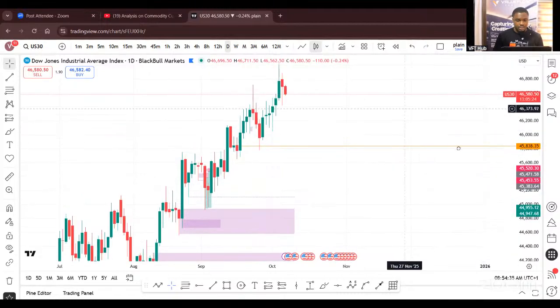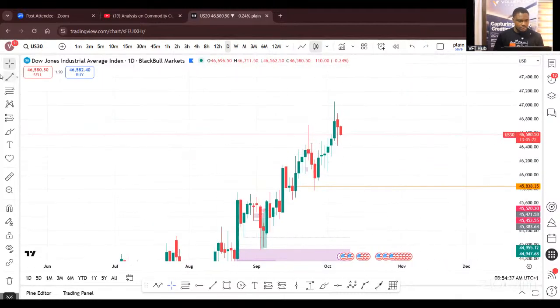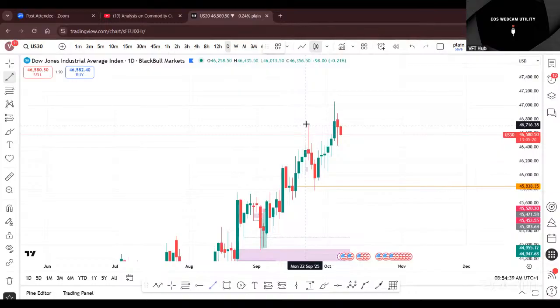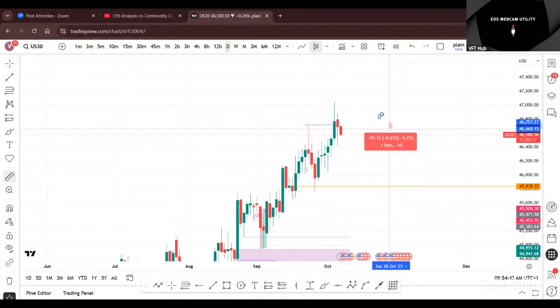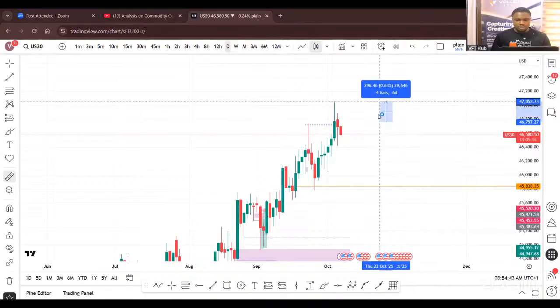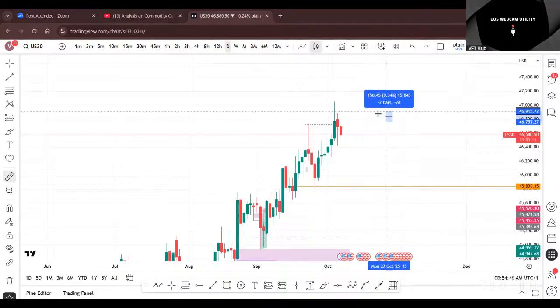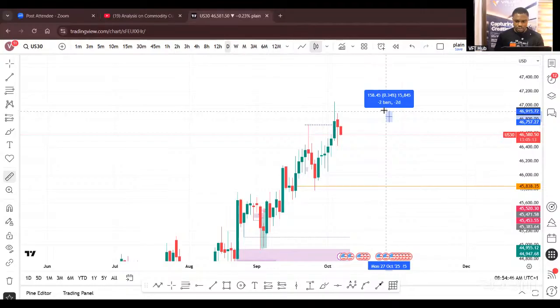However, candlesticks are now becoming more bearish. They are beginning to print bearish candles to the downside. Give me a minute. Okay. All right.